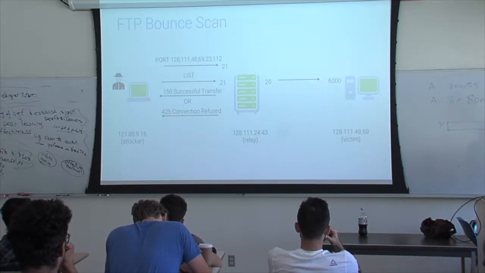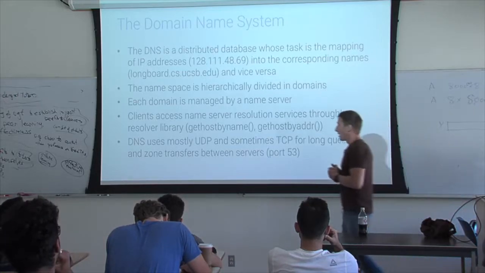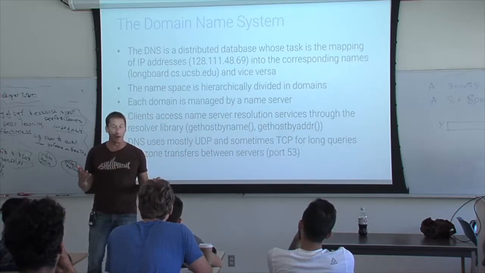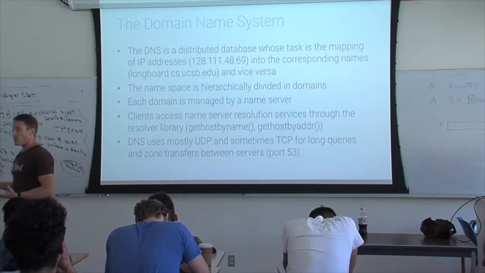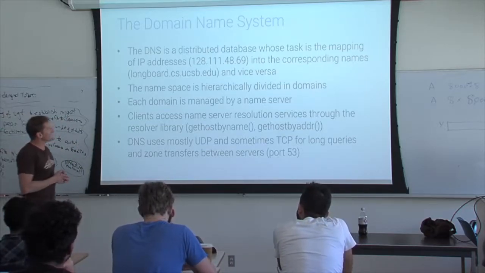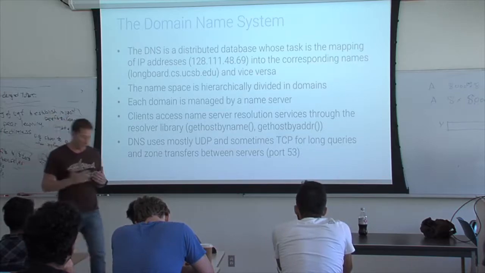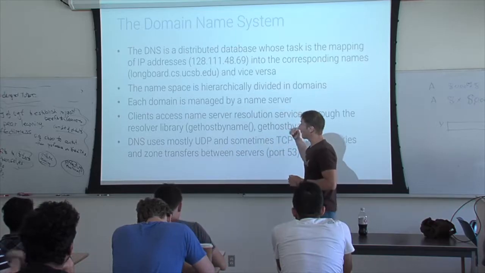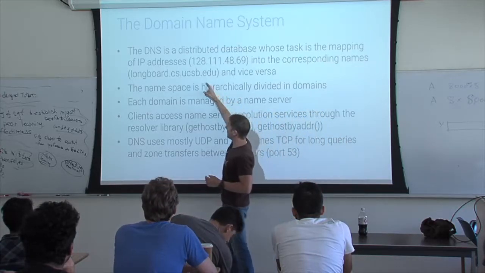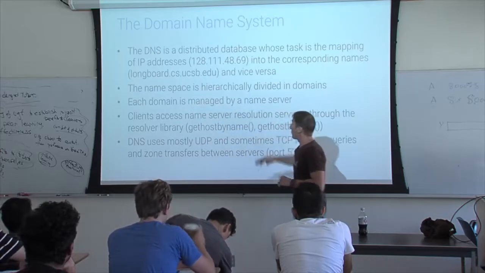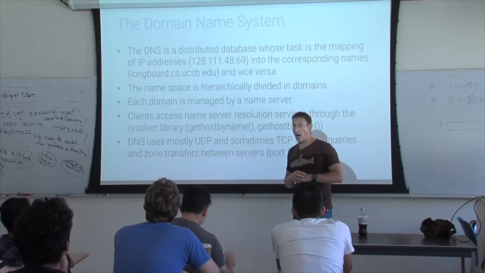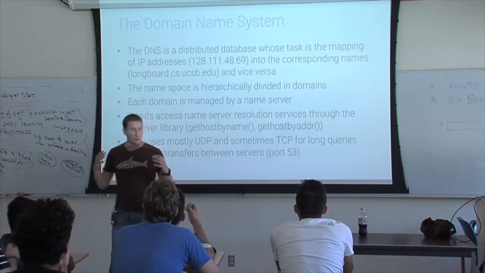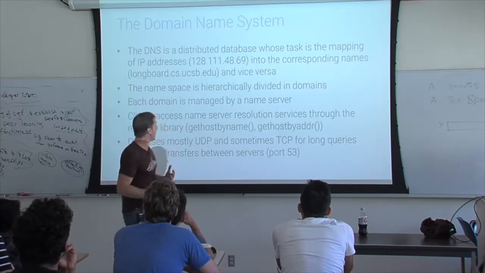But let's talk about something more interesting and something that we use every day, the domain name system. So this is a simple system that, as you know very well, maps domain names to IP addresses and allows you to find out who lives at a specific domain. This is because we're very good at remembering names like longboard.cs.ucsb.edu, but we're very bad at remembering IP addresses like 128.111.48.69, unless you are one of those people that prefer remembering numbers. I'm not one of those.